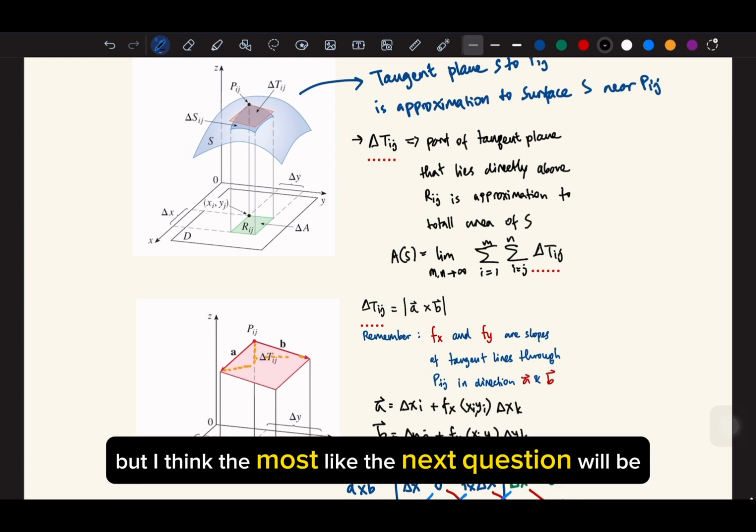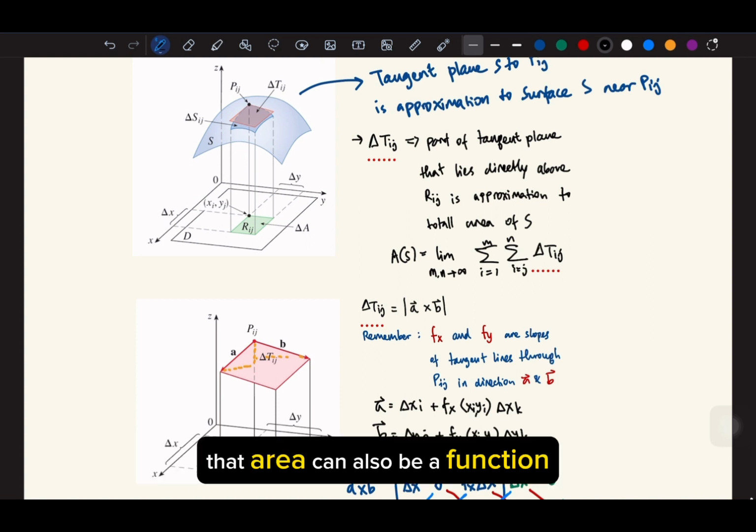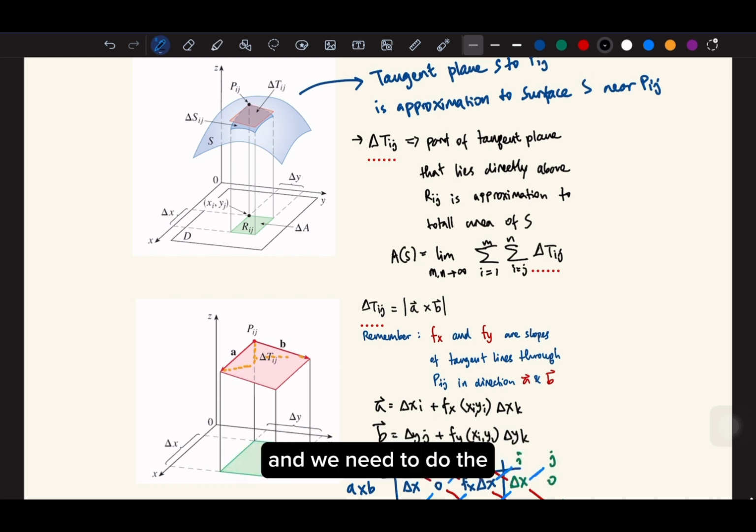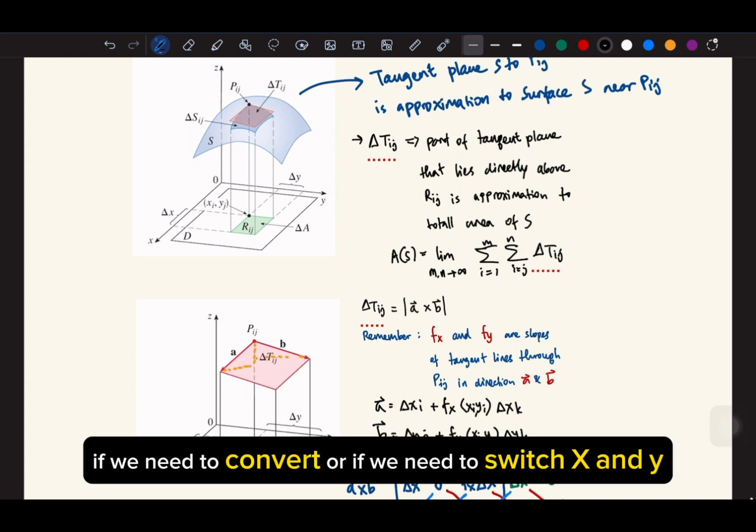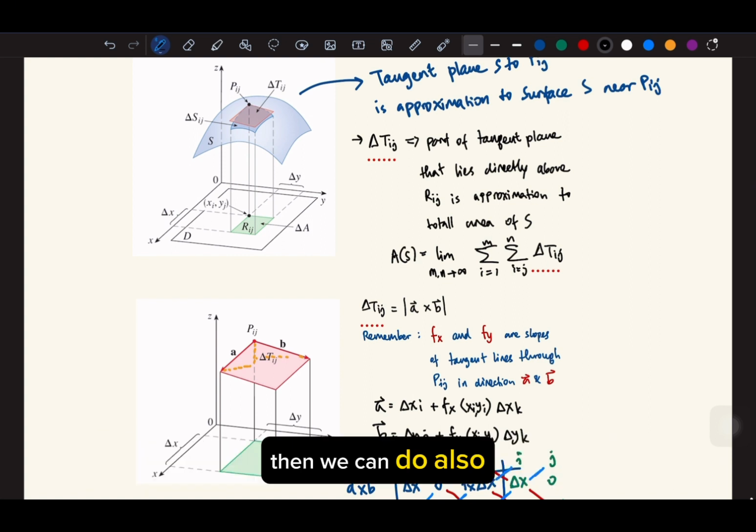The next question will be that the area can also be a function, and we need to do exactly the similar thing with the conversion. If we need to switch x and y, then we can do that also.